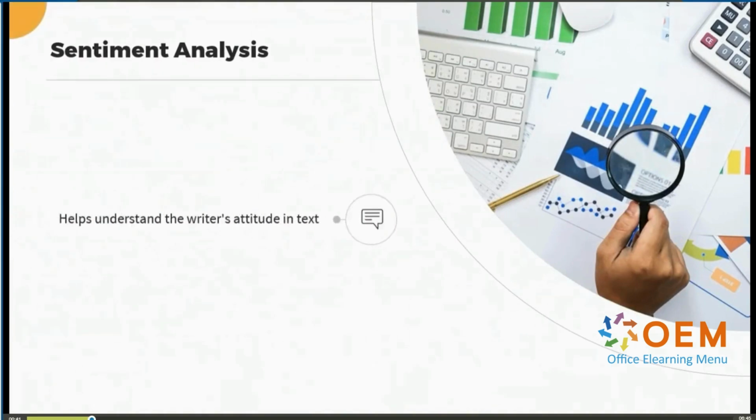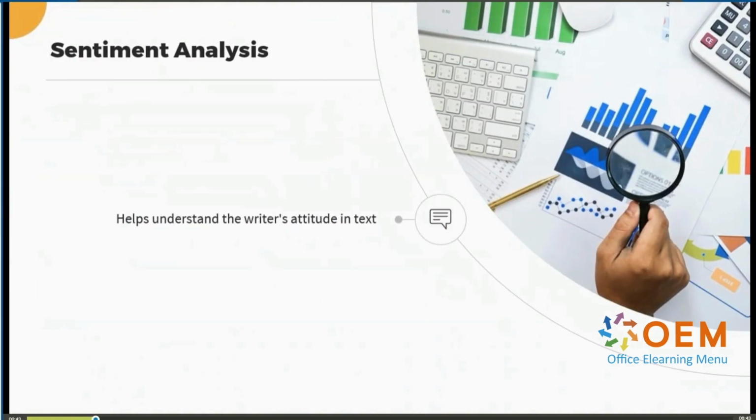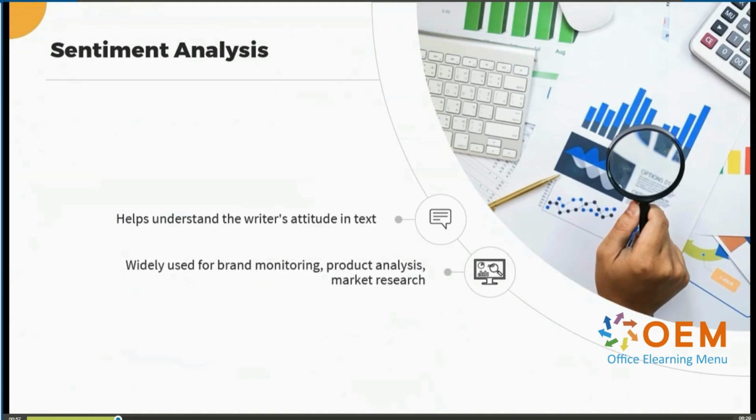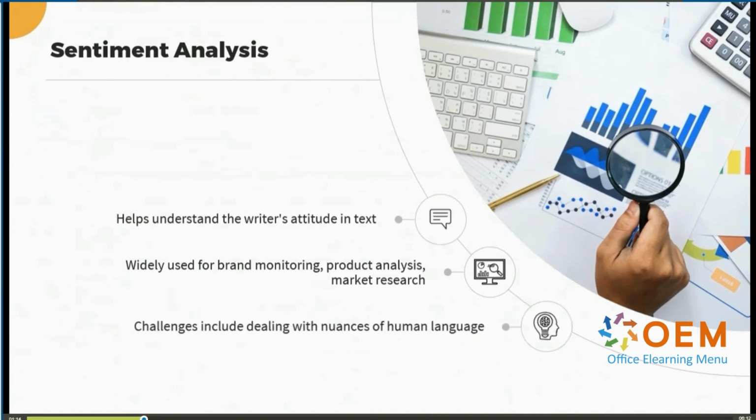Sentiment analysis involves identifying and categorizing opinions expressed in text to determine whether the writer's attitude is positive, negative, or neutral. This helps in understanding the sentiments, emotions, or attitudes expressed in text data. Sentiment analysis is widely used in business for brand monitoring, product analysis, and market research. It allows companies to gauge customer sentiment from reviews and social media. It's also used in political campaigns to assess public opinion and in customer service to automate responses.